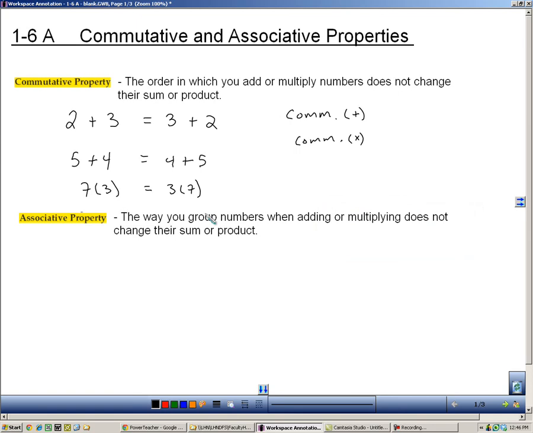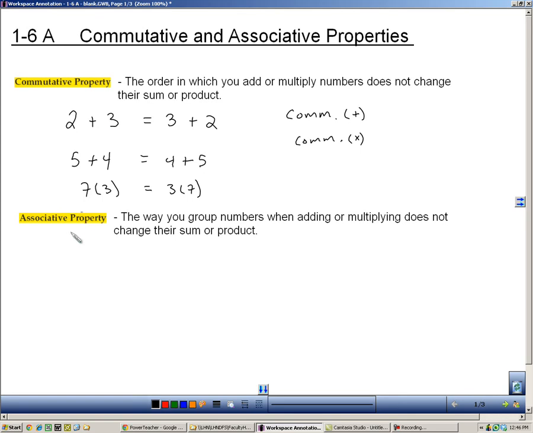Now the way that I like to remember the commutative property is commutative has the word commute in it, and commute means to travel. Your parents commute to work, or you might commute to school, you might travel there. And so the numbers travel into a different order, but it doesn't matter, they're still equal. And that's how I remember the commutative property.